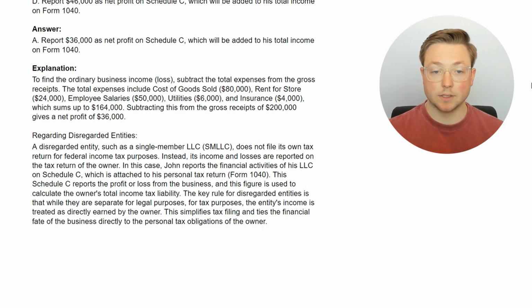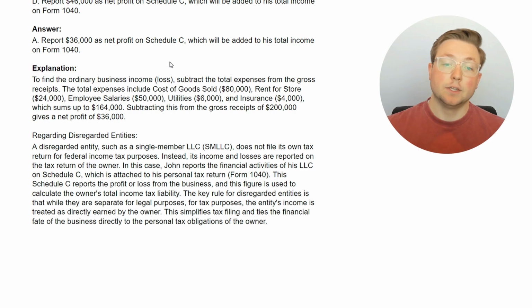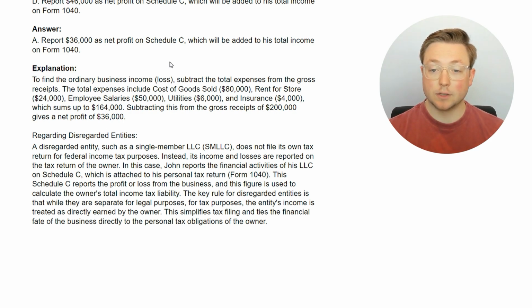All right, here is the answer. So he would report $36,000 as net profit on his Schedule C, which would be added to his total income on his 1040. To find the ordinary business income, subtract the total expenses from the gross receipts. The total expenses include the cost of goods sold for $80,000, the rent for the store for $24,000, the employee salaries for $50,000, the utilities for $6,000, and the insurance for $4,000, which sums up to $164,000. Subtracting this from the gross receipts of $200,000 gives a net profit of $36,000, which would then be added to his 1040 as income. Now let's learn about disregarded entities.